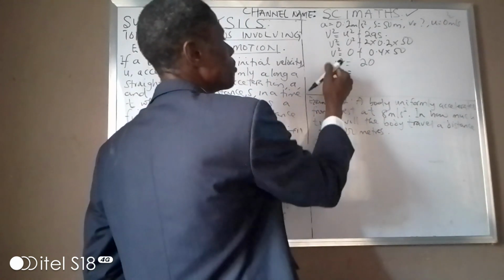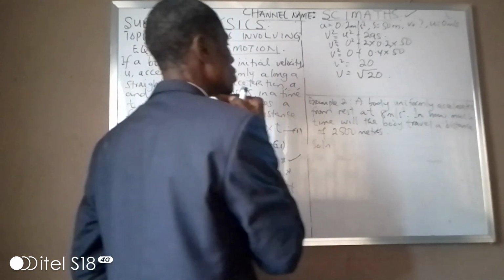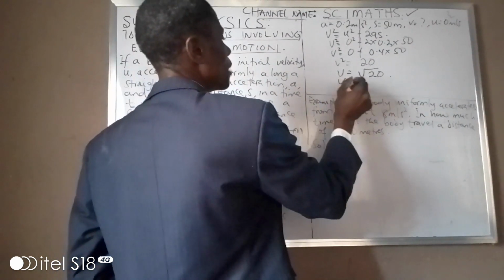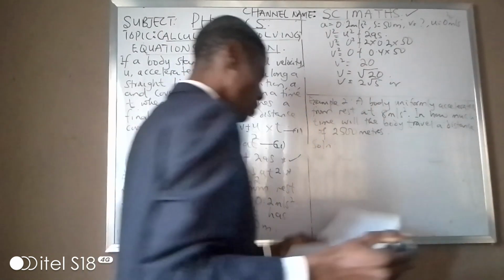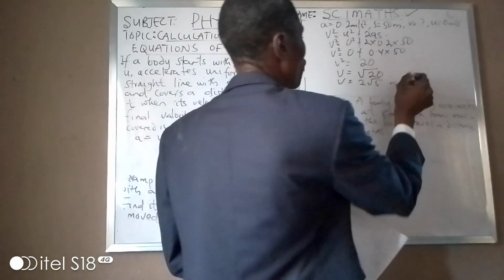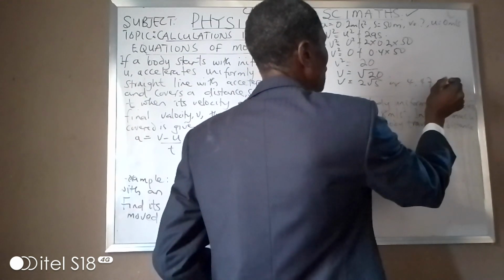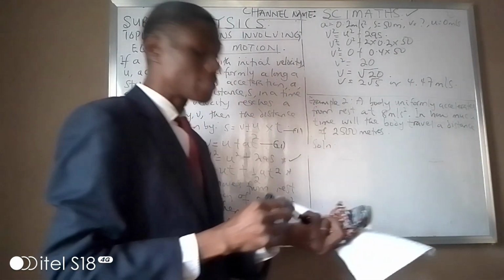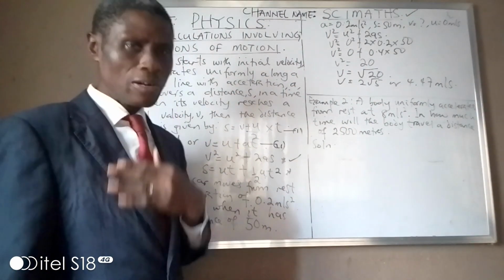Removing the square, squaring both sides, we are going to have v is equal to square root of 20. So our final answer will now be 2 root 5, or what you can call 4.47 meters per second. That's our final velocity. You can see it's very, very direct.